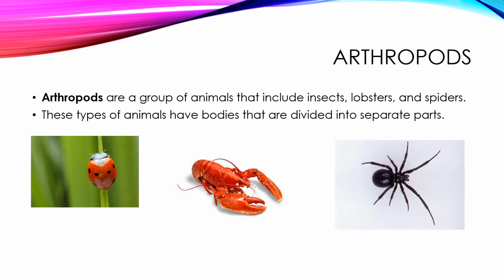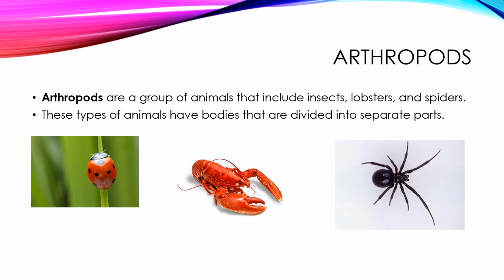And then we have arthropods. Arthropods are a group of animals that include 3 different types of creatures: insects, lobsters, and spiders. So when you think of bugs, these do not have backbones. Lobsters, even though they have a hard outer shell, they don't have backbones either. And spiders don't have backbones at all as well.